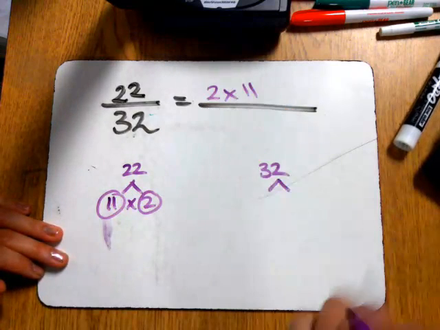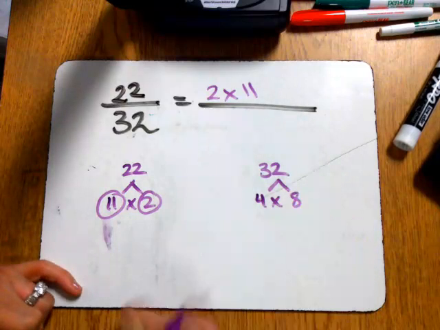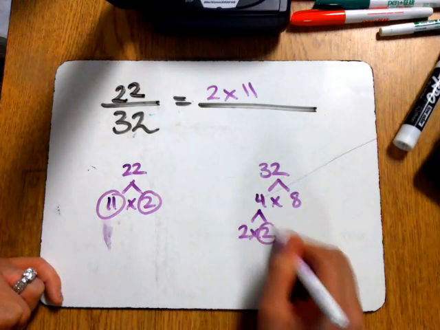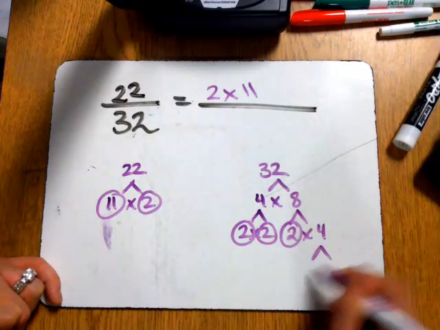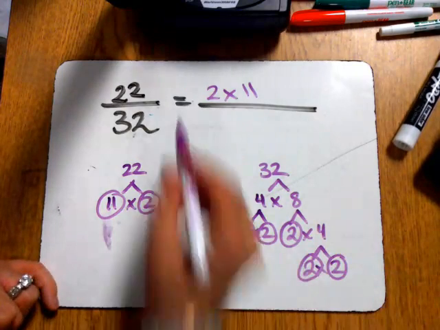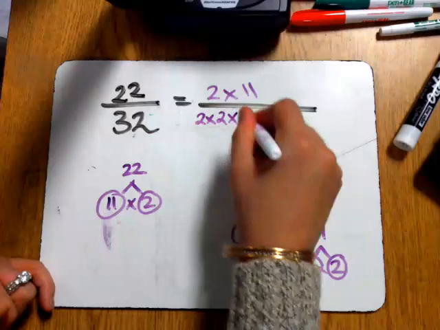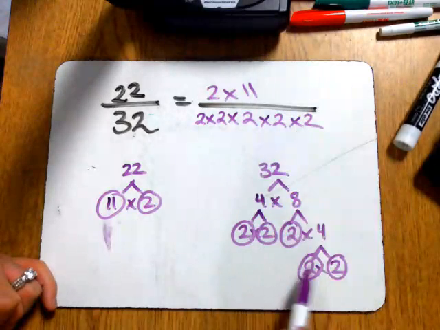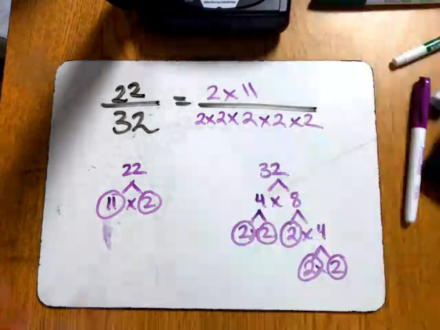Now for 32, there's a few ways to get it. The easiest one I can think of is 4 times 8. Both of those are composite, so I'm going to break it down. 4 gets 2 times 2. And then 8 is 2 times 4. The 2 is prime. 4 is not. It's composite. Break it down. 2 times 2. And then I write these over here. Ooh, that's a lot. 2 times 2 times 2 times 2 times 2. And I want to count: 1, 2, 3, 4, 5. I have 5 2s. And now all you do is just cancel out what you have in common.